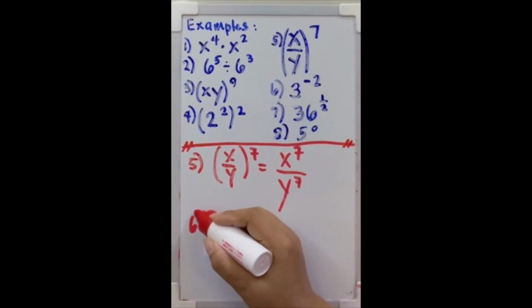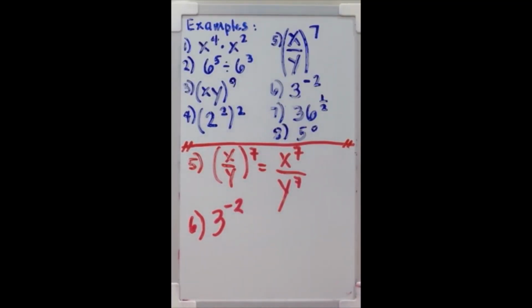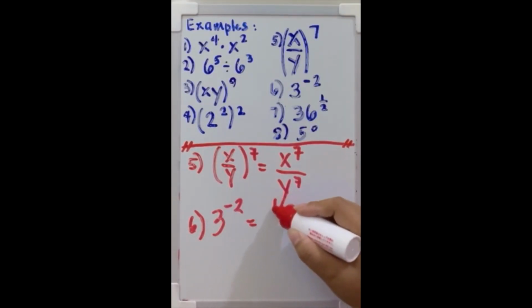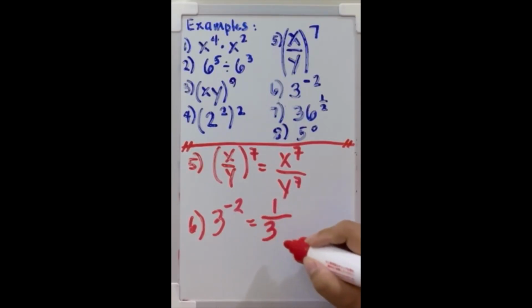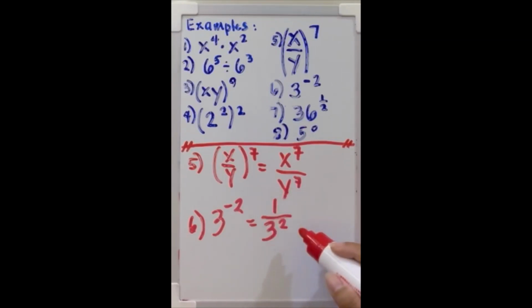Okay, next, number 6. 3 raised to negative 2. So this is the negative exponent rule. We will get the reciprocal of this. This is equal to 1 all over 3 raised to 2. So from the negative 2 exponent here, when we change that to a reciprocal, it will now be changed to a positive exponent. So we have 1 all over 3 squared. So that's 3 times 3. So that's 1 over 9.